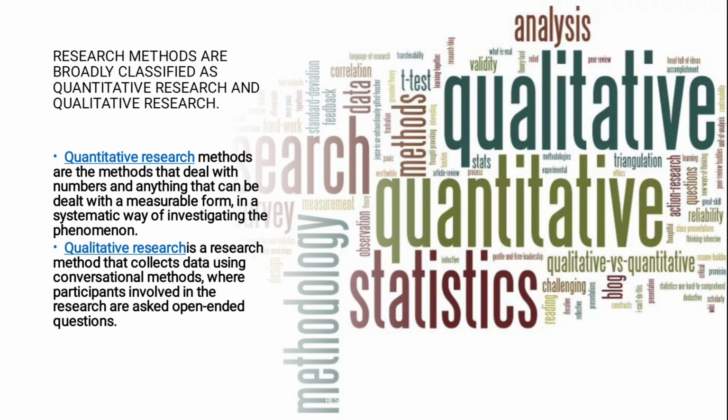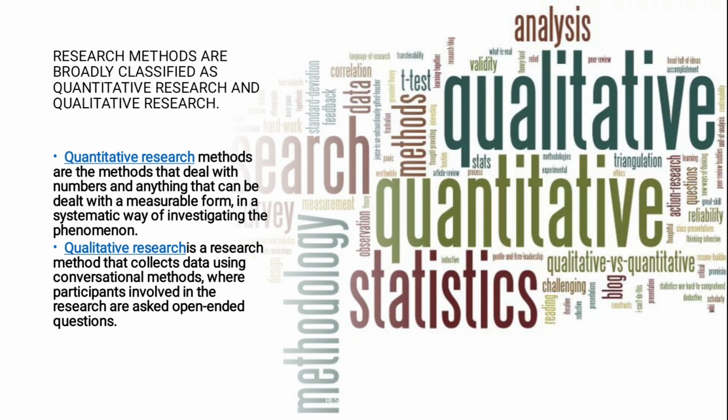How was the data collected or generated? How was it analyzed? Research methods are broadly classified as quantitative research and qualitative research. Quantitative research methods are the methods that deal with numbers and anything that can be dealt with in a measurable form in a systematic way of investigating the phenomena.